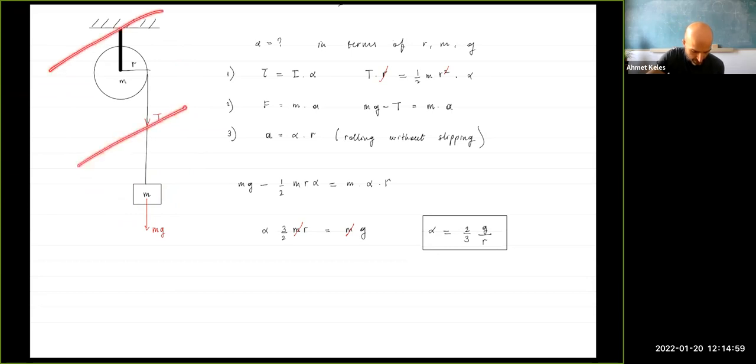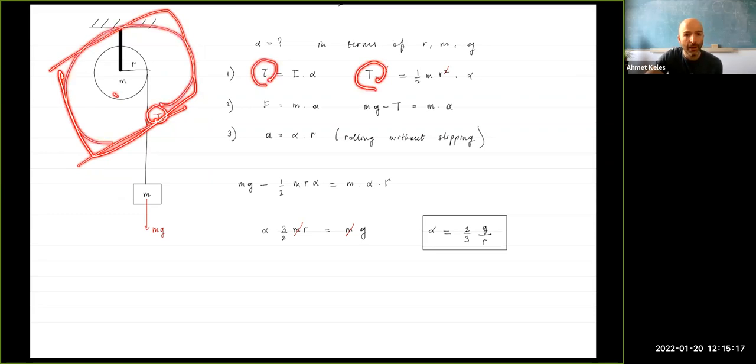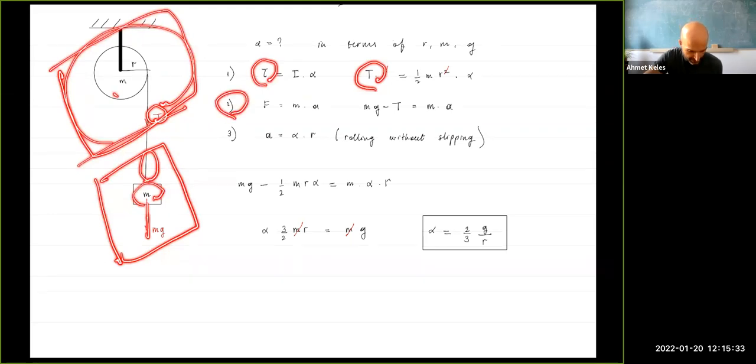First, let me put my system to here. Inside this red box, I have only the disk, and I have the T as the external force. So T is the external force that gives us the external torque. This is one piece of the problem. And I said, let me take the other piece, which is here. This is the second piece of the problem. There's a block, an external force mg, and an external force T. But these two pieces are connected, right? And how are they connected? They are connected because their accelerations are related.